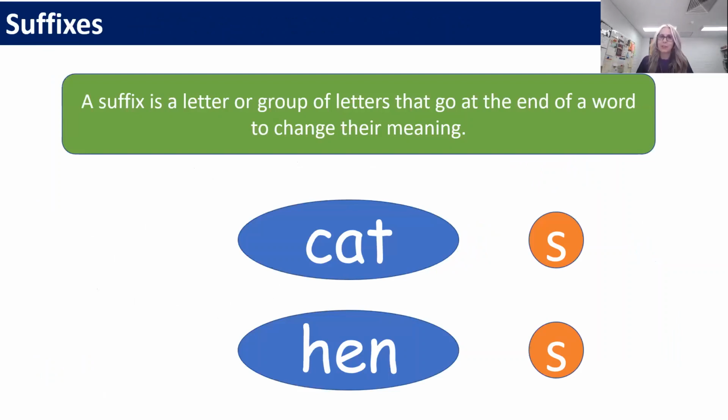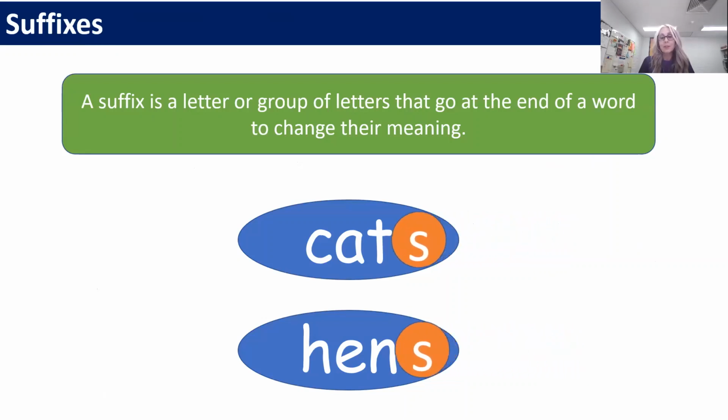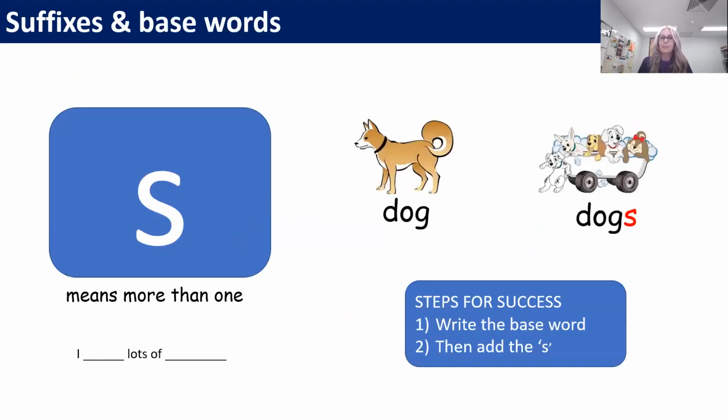Then we move into suffixes. So a suffix is a letter or a group of letters that go at the end of a word to change their meaning. And here's the most common suffix and the easiest one to teach to very young children. 1 cat, 2 cats. 1 hen, 2 hens.